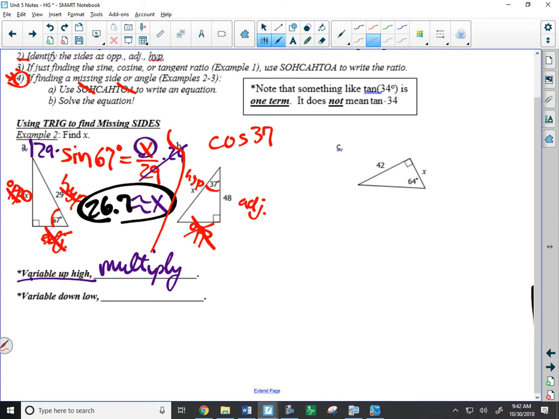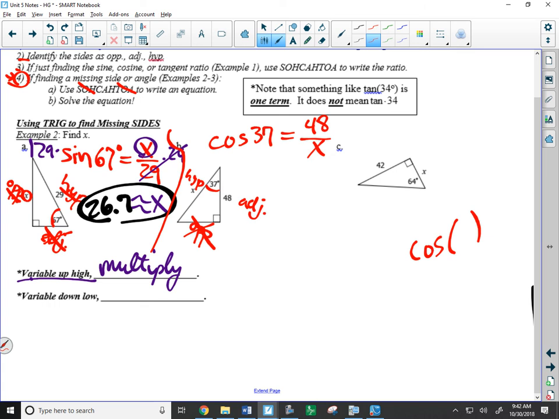Can I say this for a second? You can never just have cosine. That is null. It doesn't equate to anything. It has to be cosine of something. You have to start somewhere and then do a ratio. Cosine of 37, that angle, adjacent 48 over hypotenuse x.